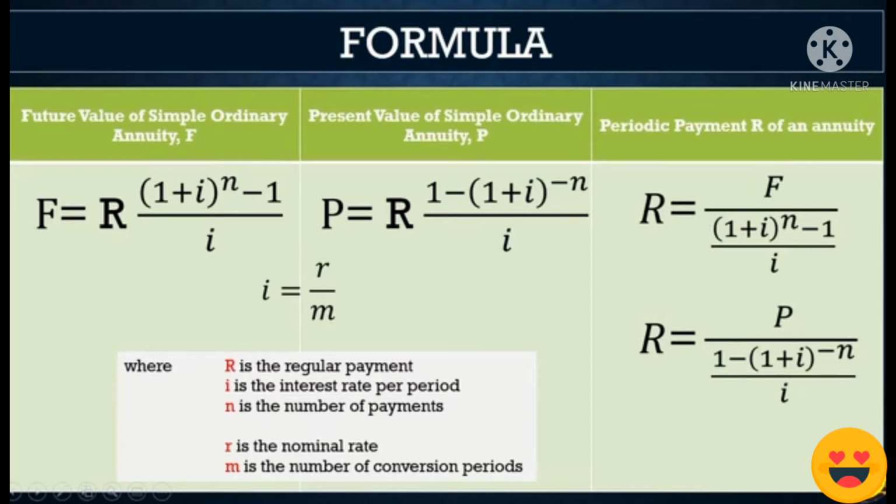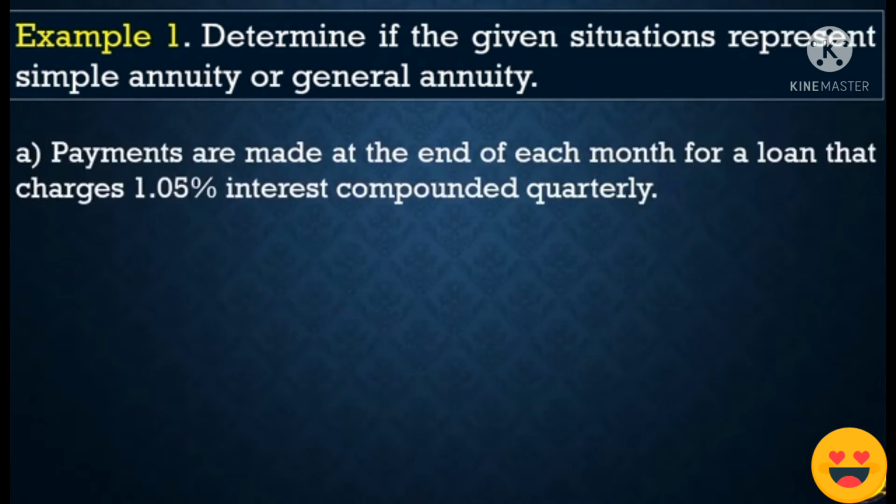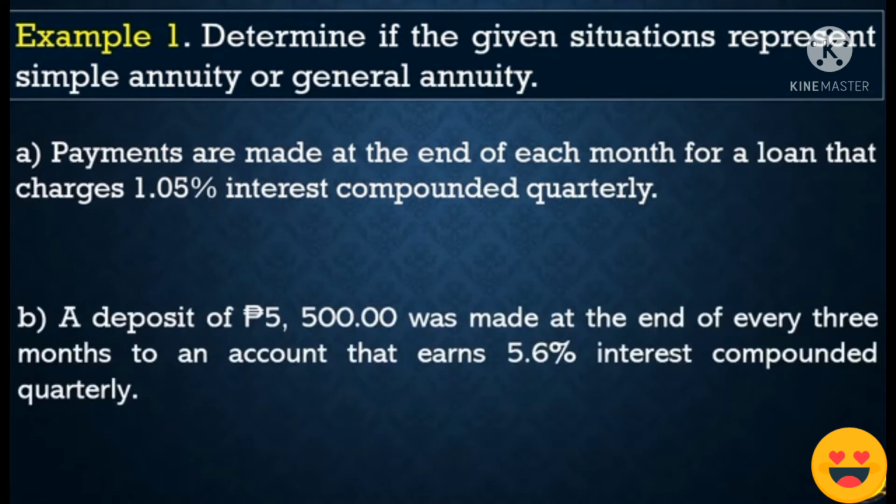And then, okay, so let's try. Determine if the given situation represents simple annuity or general annuity. Letter A. Payments are made at the end of each month for a loan that charges 1.05 interest compounded quarterly. Letter B. A deposit of 5,500 pesos was made at the end of every 3 months to an account that earned 5.6% interest compounded quarterly.